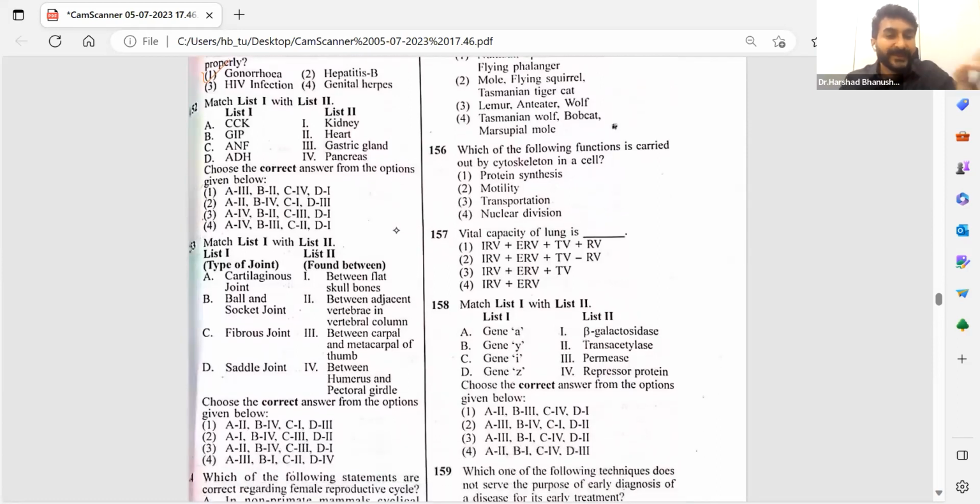Here we match. CCK is responsible for stimulating the pancreas. So A with 4. Gastric inhibitory peptide acts on the gastric gland. So you will have B3. ANF is released by the heart atria. So C2. And ADH acts on kidneys. So D1. So we will have 4, 3, 2, 1. That would be our option number 4 in this case.